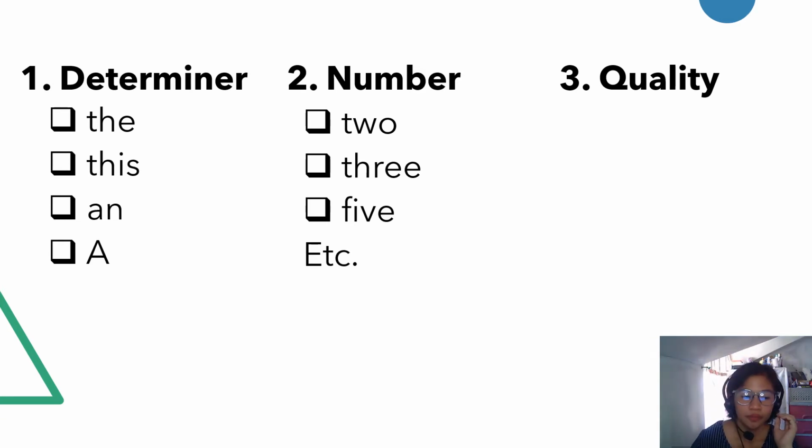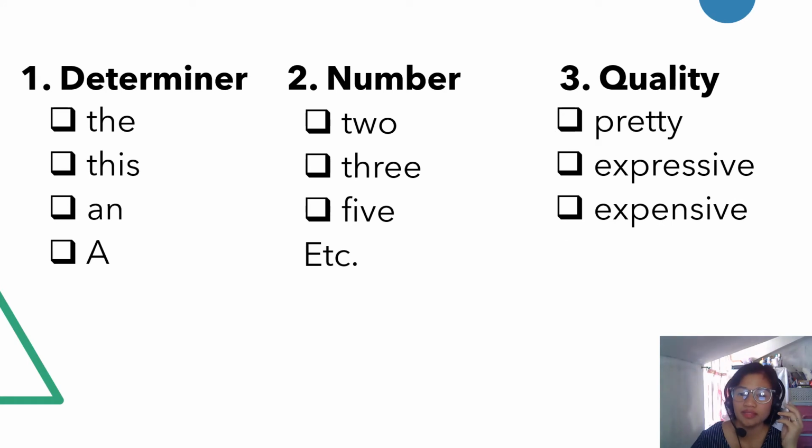Okay, another example, 2 ducklings. Okay, 2 ducklings. I use there the number. How many ducklings? 2. Okay, so our noun is duckling. Okay, next, the quality. So in quality, it is like an opinion.